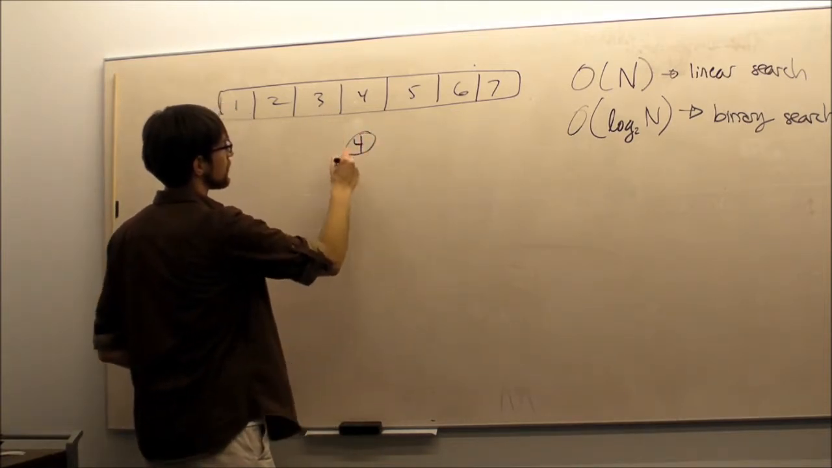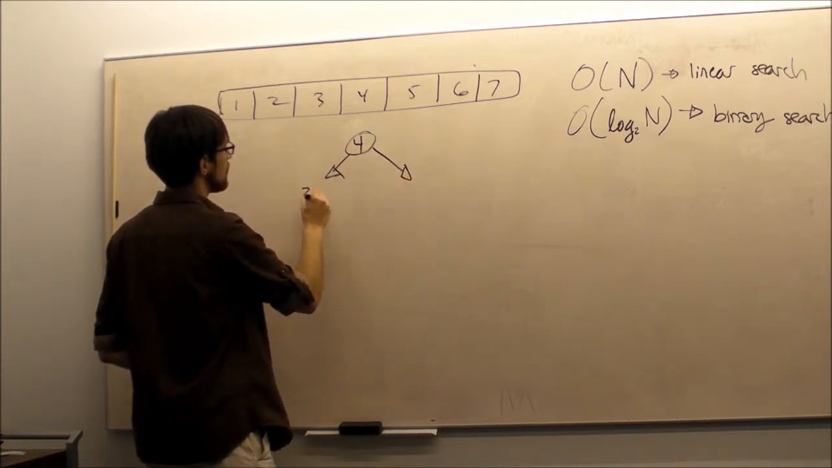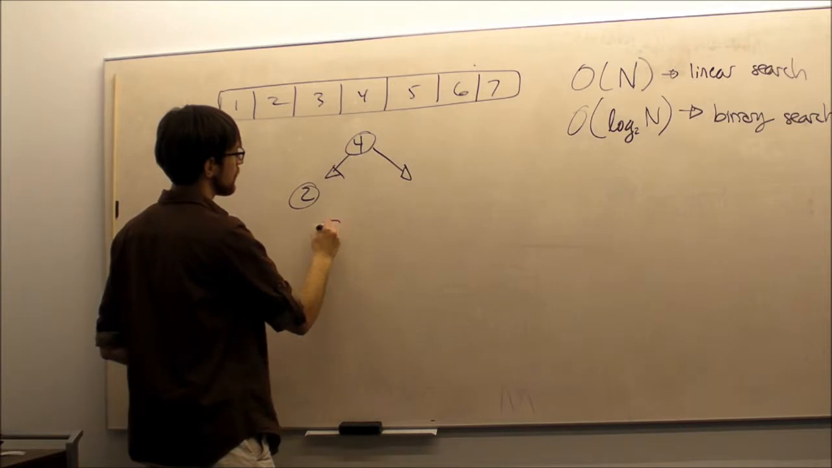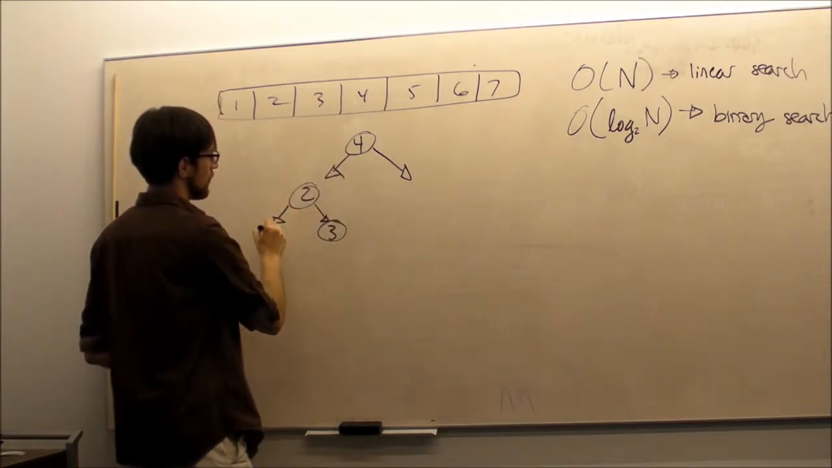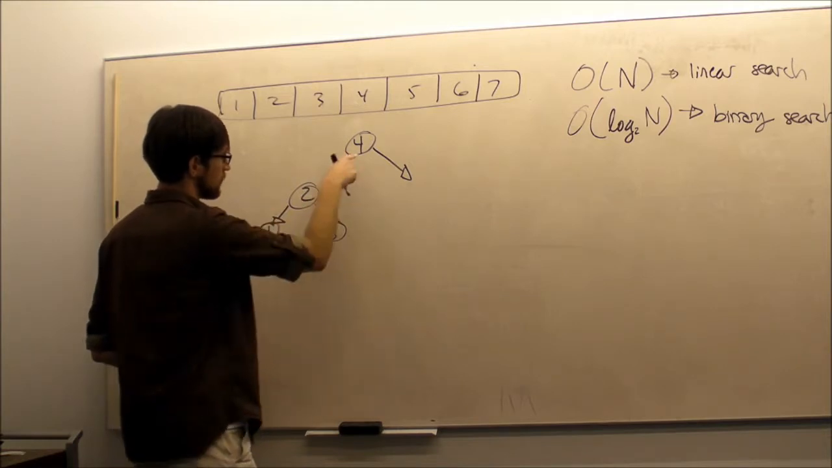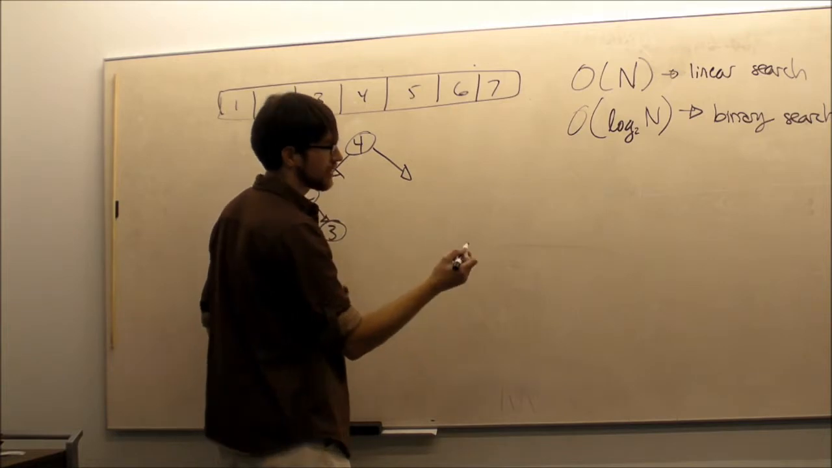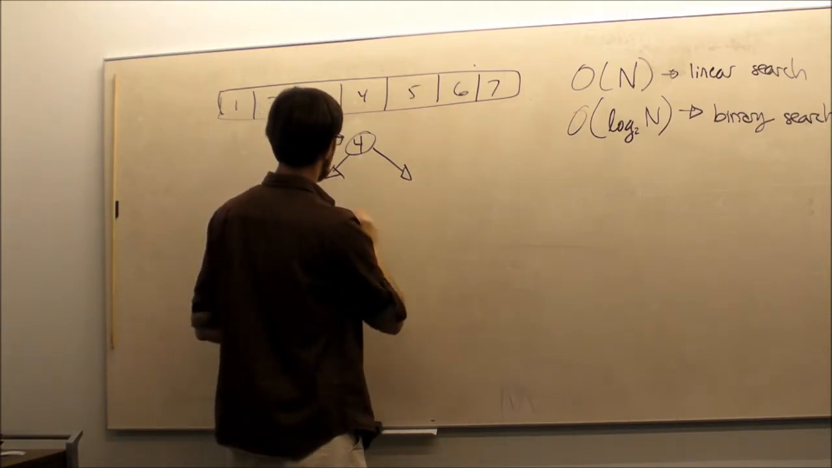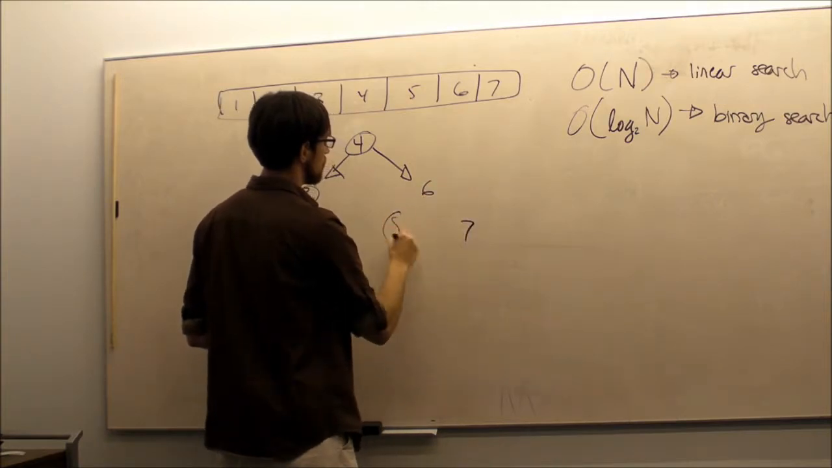So we'll turn this into a binary search tree, with the properties we talked about last time, where everything to the left of this node is less than that node, and everything to the right is greater than or equal to. And so it goes 1, 2, 3, 4, 5, 6, 7.